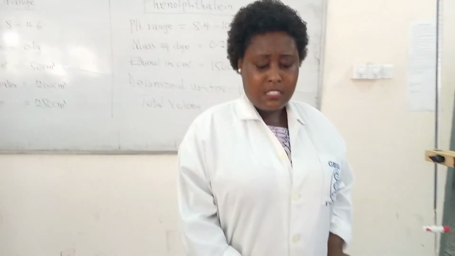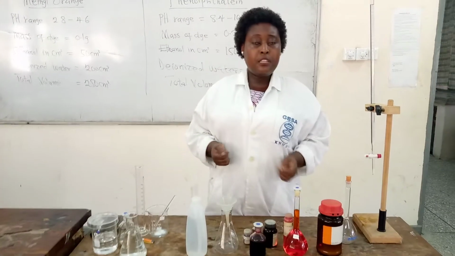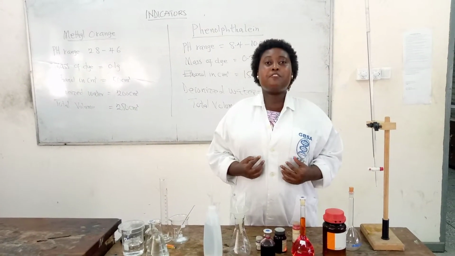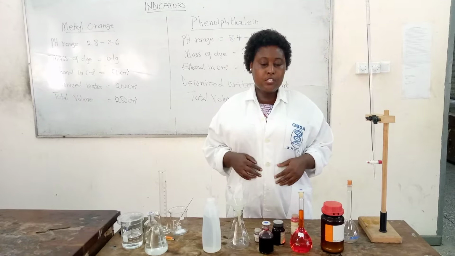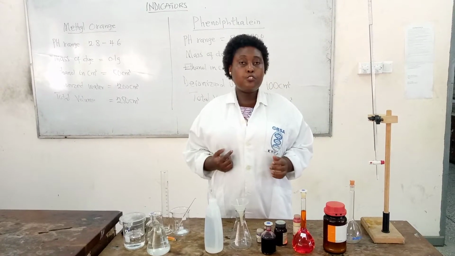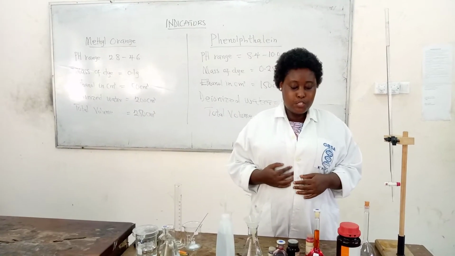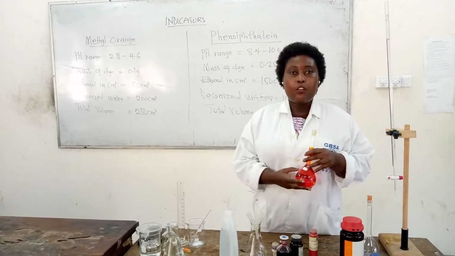You will find these indicators at the tertiary level. In the secondary schools, we don't use these indicators. We only use phenolphthalein and methyl orange. So I'm going to demonstrate to you how to prepare the phenolphthalein indicator solution. I've already prepared the methyl orange.